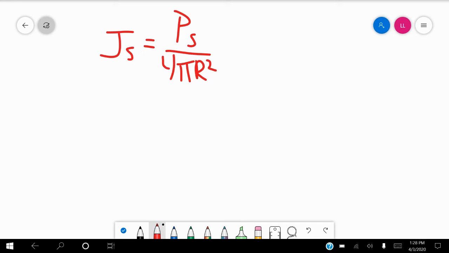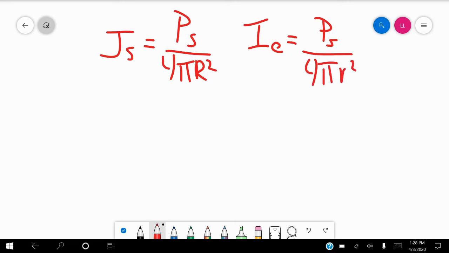And then they give us the intensity at the Earth, but the intensity at the Earth also is the power coming from the sun over 4 pi r squared. So capital R squared, this R here is the radius of the body. This R here is the distance between the two objects. So they are two different things.